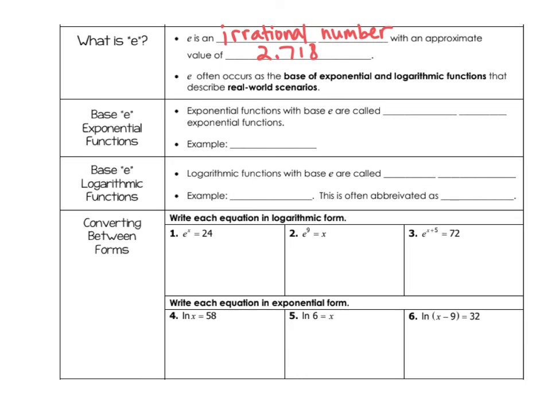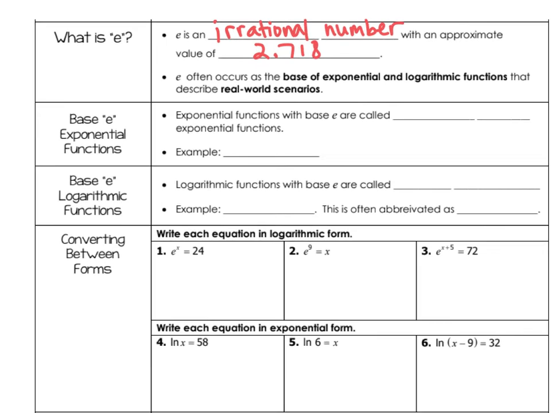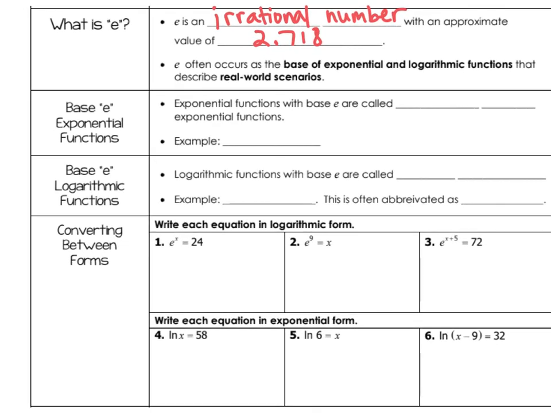Okay, so e often occurs as the base of exponential and logarithmic functions that describe real-world scenarios. So a lot of times in word problems, you're going to see that base e. You're probably going to see it on the EOC, I would guarantee it. Probably the ACT too, possibly. But if you see base e, just know it's an irrational number, kind of like pi.